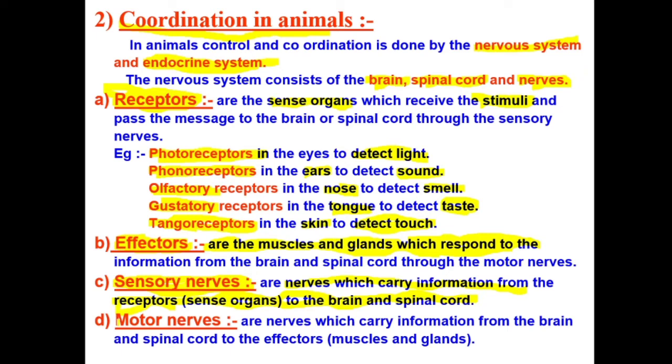What is a motor nerve? A motor nerve will carry the information from the brain to the effector. Look, from the receptor the news is coming to the brain through sensory nerves, right? Now again from the brain the information should go to effectors, and that will go by the motor nerves. So that is the function of a motor nerve. We will understand it better when we get to the reflex arc. Okay, let's see the next slide.